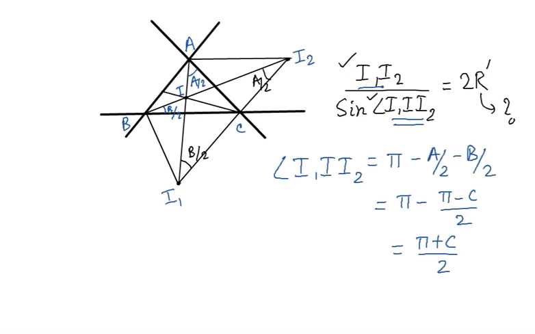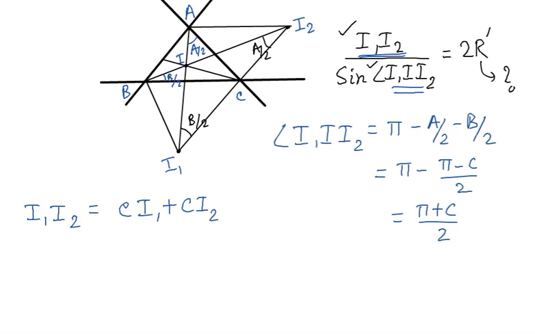Now we need to find the side length I1I2. To find the side length I1I2, we can plan it in this way: from the figure we can see it is equal to CI1 plus CI2. Now let's see how to get the value of CI1. To get the value of CI1, we can plan it in this way.